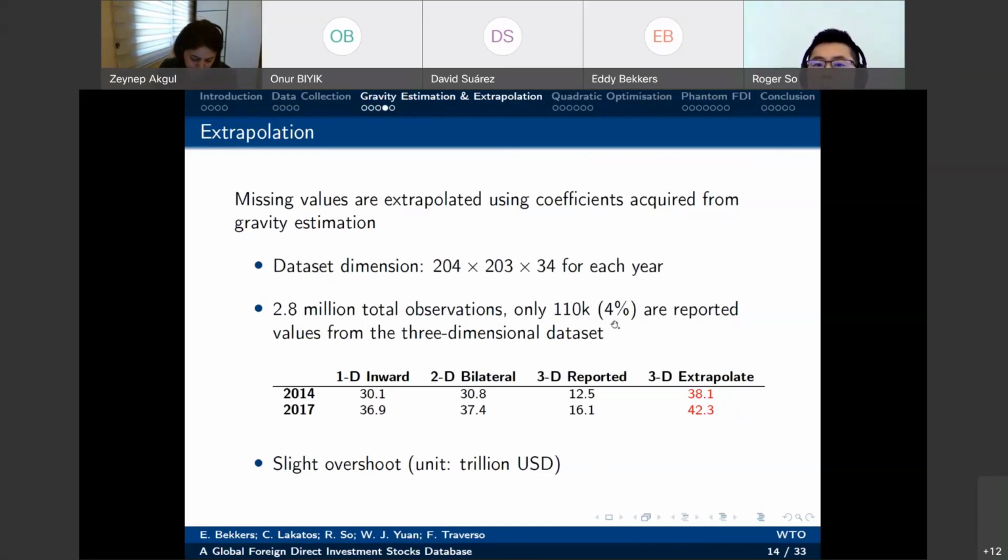The 4% of raw data already account for roughly a third of the total world FDI value. But nevertheless, this is still an overestimation, because if you compare to the one-dimensional and two-dimensional bilateral data sets that I constructed in step 1, you see that they are slightly bigger. So there's a slight overshoot as well.